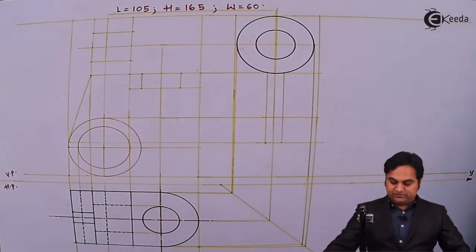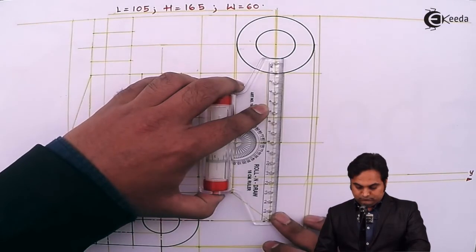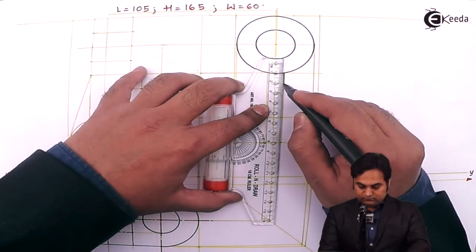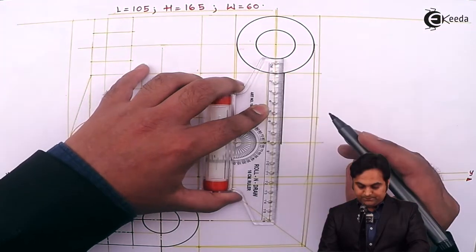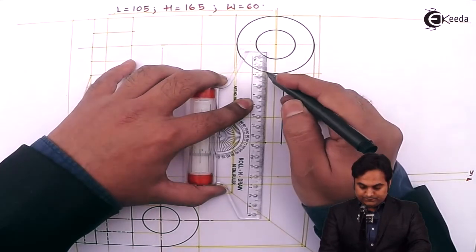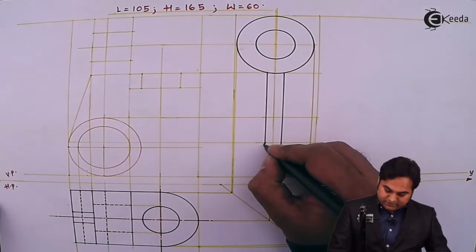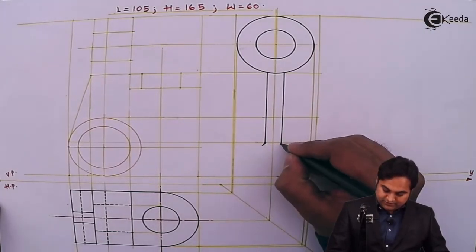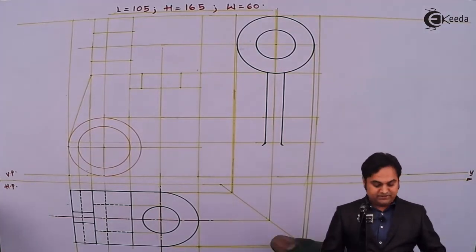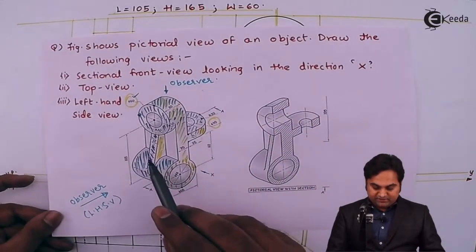So these two circles are visible. Then the rib is visible, and I'll make it slightly curved because it is connecting a cylinder which is a curved surface, so avoiding the sharp corners. Next, the portion which is behind is the cylinder, which I can see here from the side.